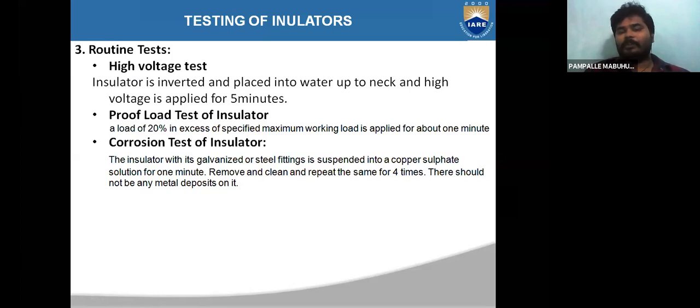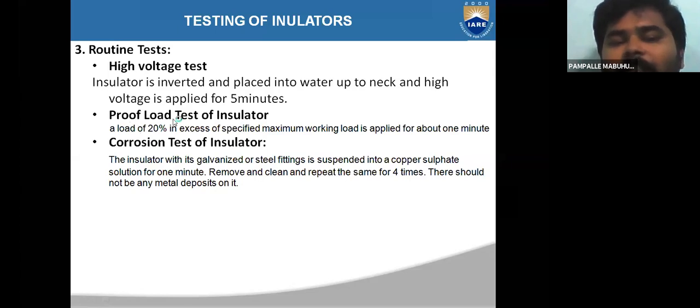So in high voltage test, the insulator is inverted and placed into water up to the neck of the insulator. Then you have to apply the high voltage across the insulator for 5 minutes. When you keep the high voltage for 5 minutes, there should not be any breakdown of the insulator, or any flashover of the insulator. Puncture should not happen. In such a case, the insulator is said to be perfect. That insulator can be used for practical purpose.